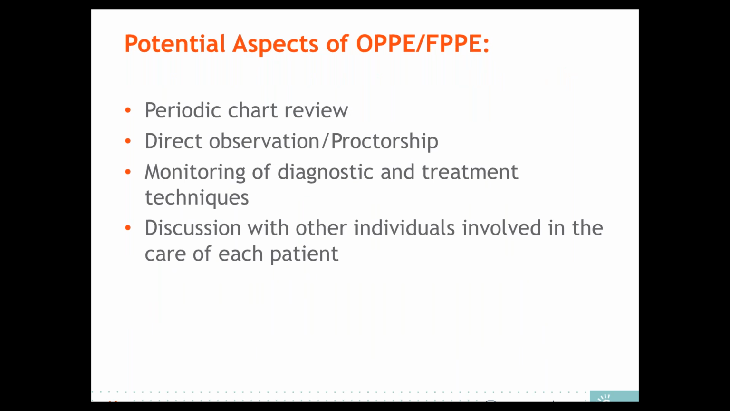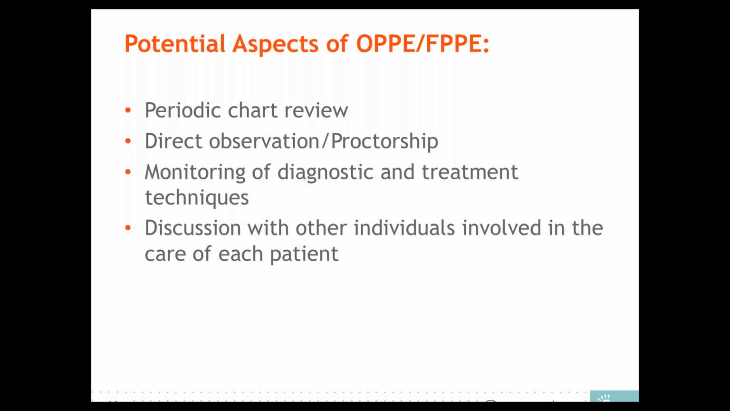Now, there's a number of ways of doing this. There's a lot of different ways of doing OPPE and FPPE, but typically we see a lot of it done through chart review. Now that we have electronic health records, we can either do it retrospectively, or we could even have a process where a department chair may evaluate medical records for patients that are currently in-house for a new practitioner. So a periodic chart review is one way of doing some OPPE, FPPE.